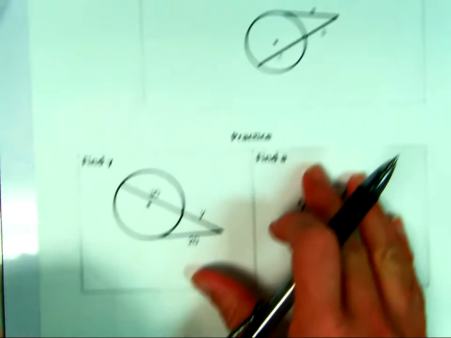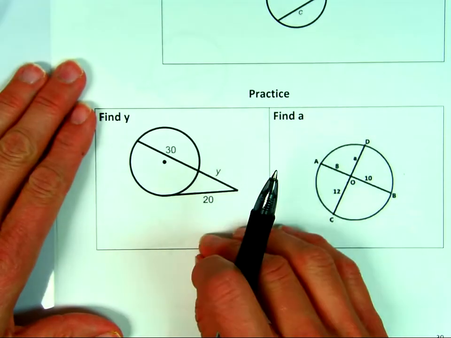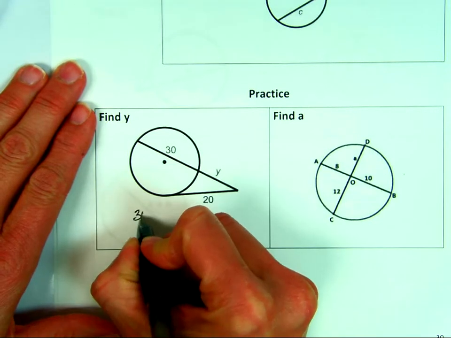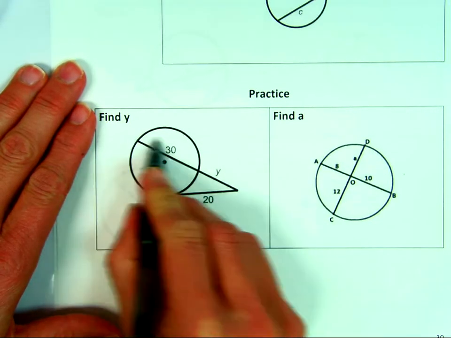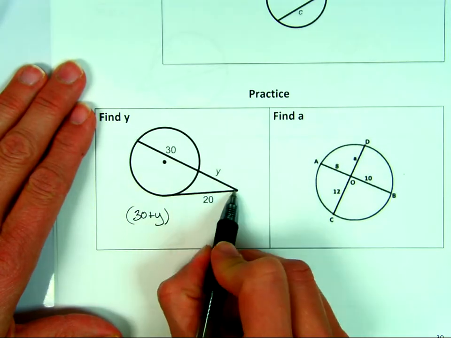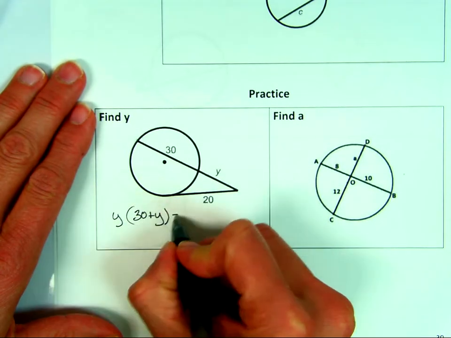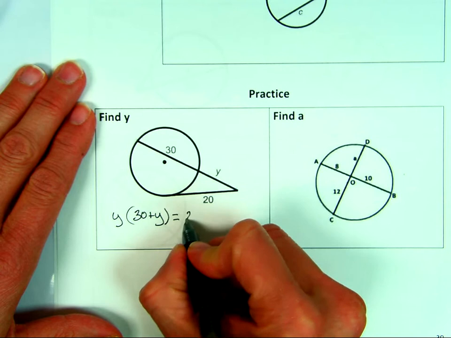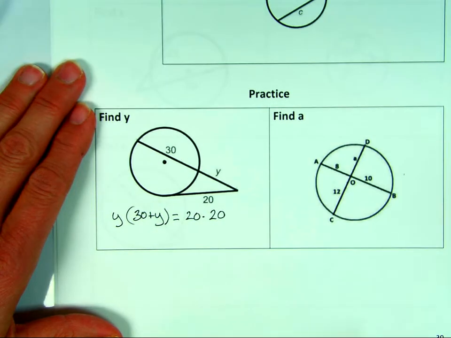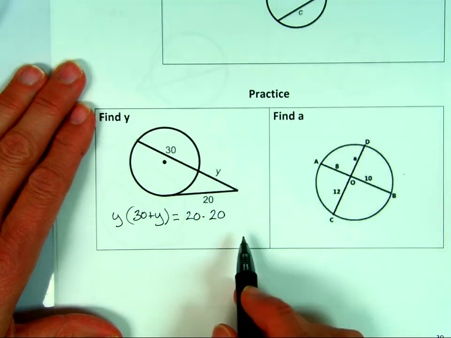We're going to practice. So when I look at this, it's a tangent and it's a secant. So I know that it's the whole thing. That's the whole secant, right? Times the part that's outside the circle. That's the y. And that's going to be equal to the whole tangent times the part that's outside. But in a tangent, the whole thing's outside. So it's 20 times 20.